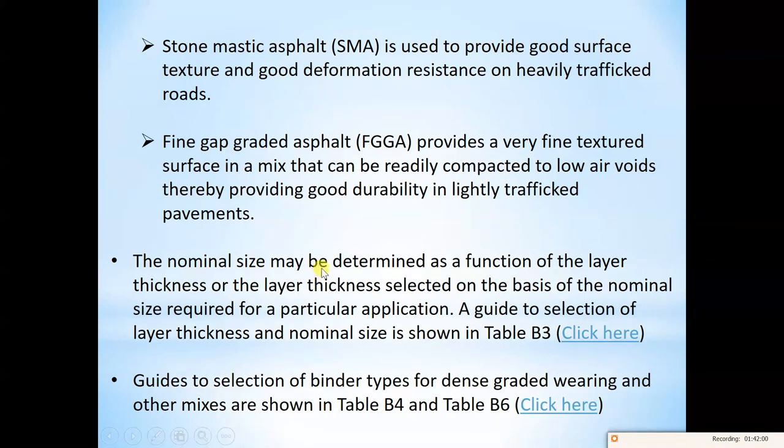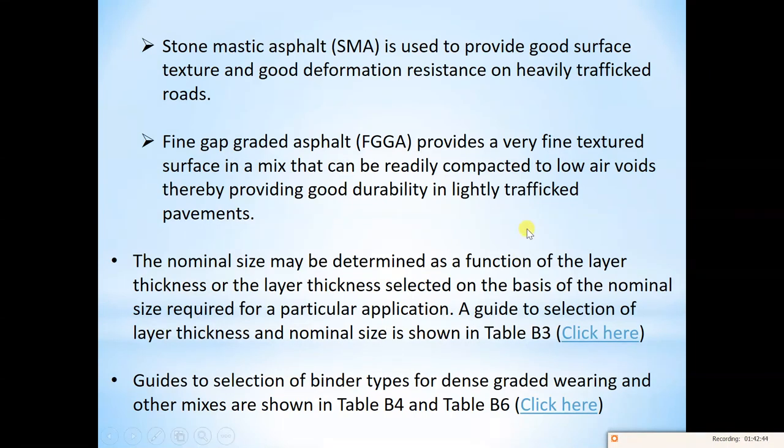Okay, the nominal size may be determined as a function of the layer thickness of the asphalt, selected on the basis of nominal size required for a particular application. So actually, the thickness of asphalt, we haven't designed it yet. In Highway 2, the Highway Design Maintenance, we're going to design the pavement, where we can vary the thickness of the base course, thickness of the sub base, the strength of the subgrade, and also the thickness of the wearing course as well.